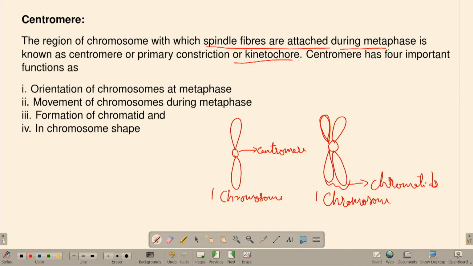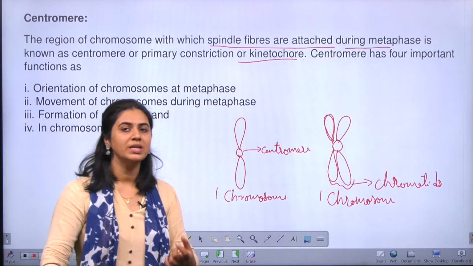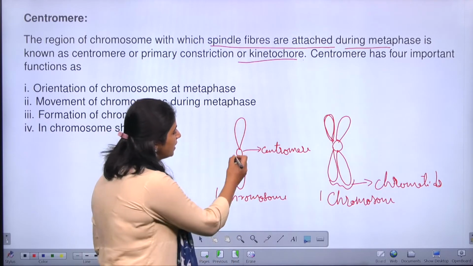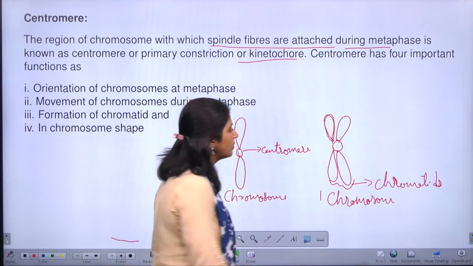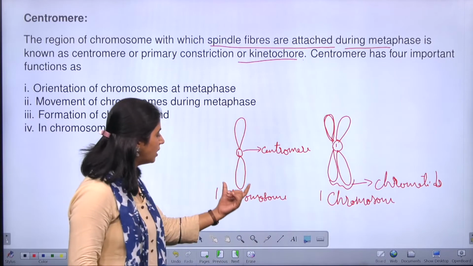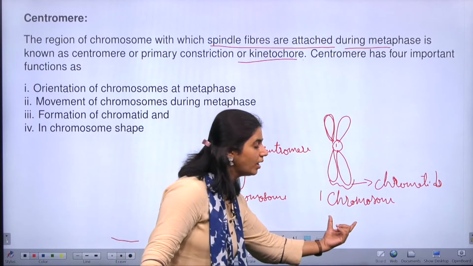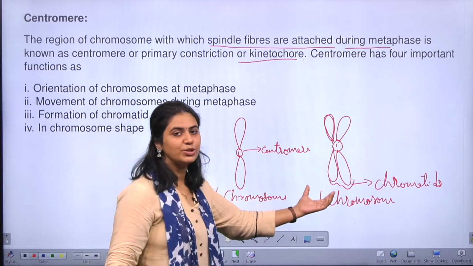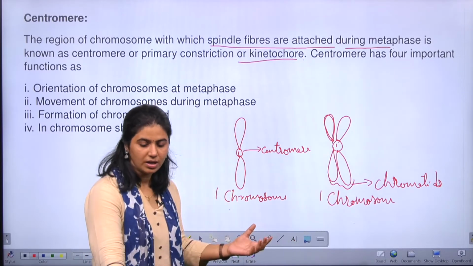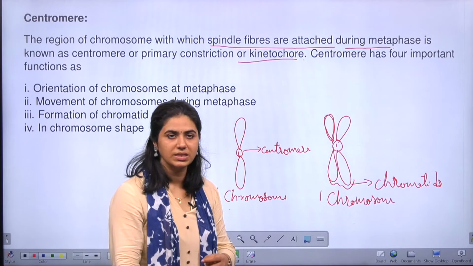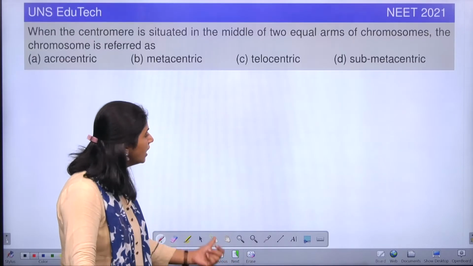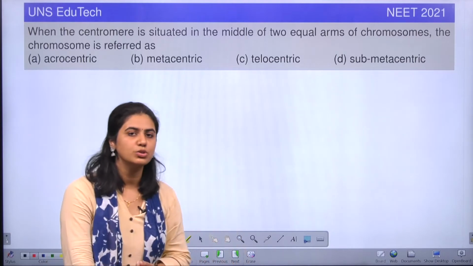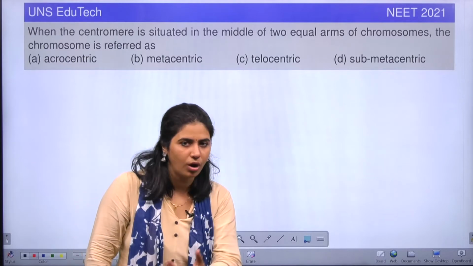It has two chromatids. So when we count the number of chromosomes, we have to count the number of centromeres. In this, how many centromeres are there? Only one. Here also the number of centromeres is one. So this is also one chromosome, but it has two chromatids. This happens during cell division, during metaphase. Now what was the question here? When the centromere is placed in the middle of two equal arms of a chromosome, the chromosome is called as.